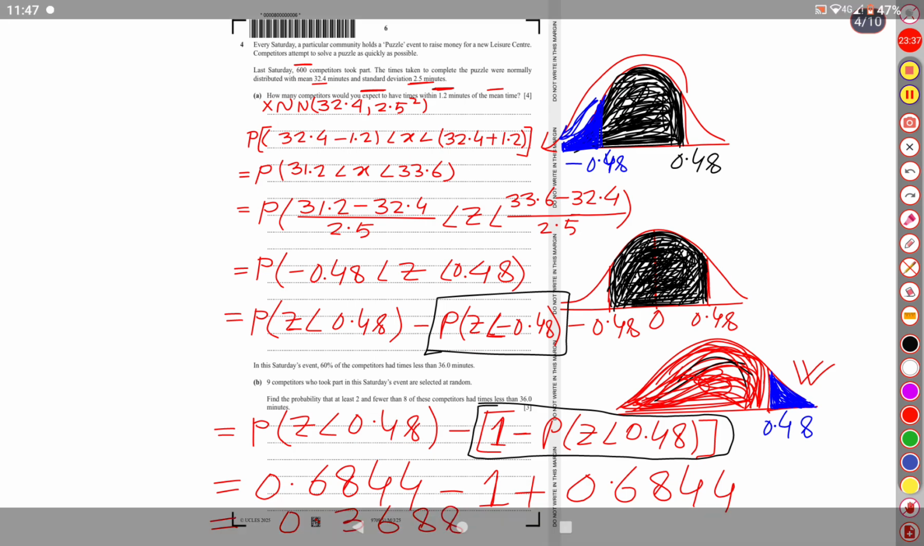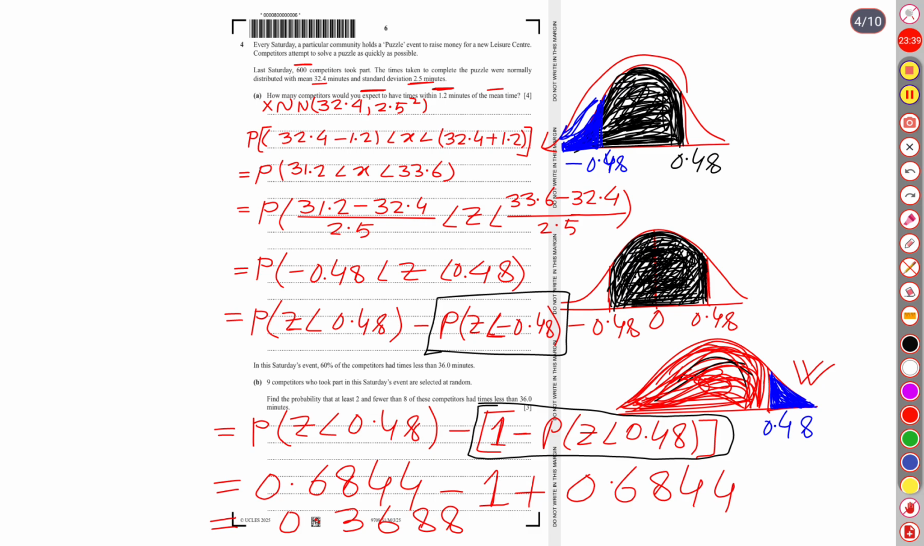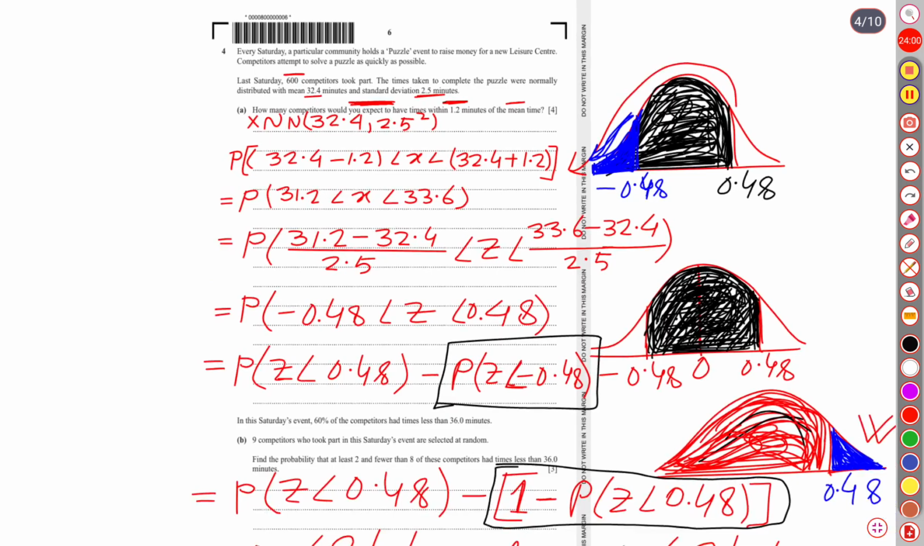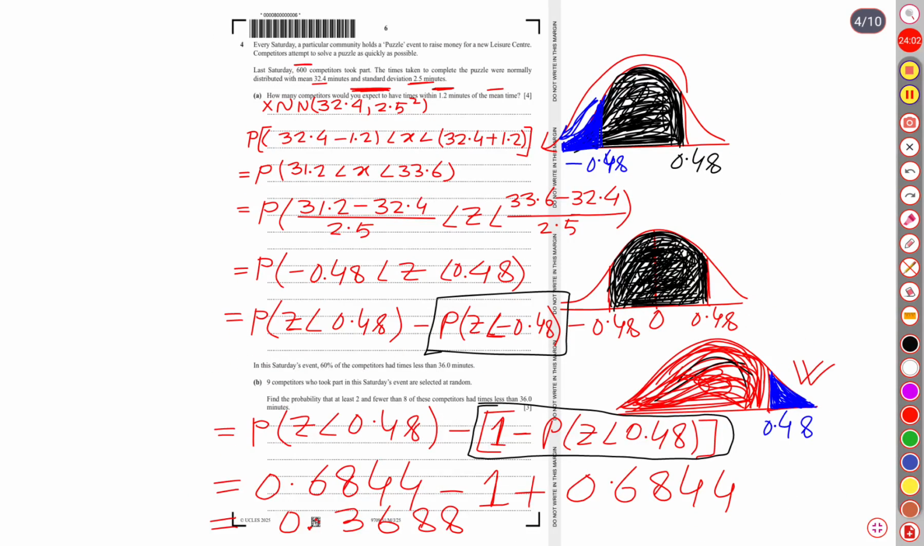But we should not forget that probability is not our final answer to be shown. They have told us to find the expected value. Look at this, how many competitors should you expect to have? So expected value means mean should be obtained. The formula for expected value is total number of experiments times probability. The total number of experiments was 600, and the probability for each person is 0.3688.